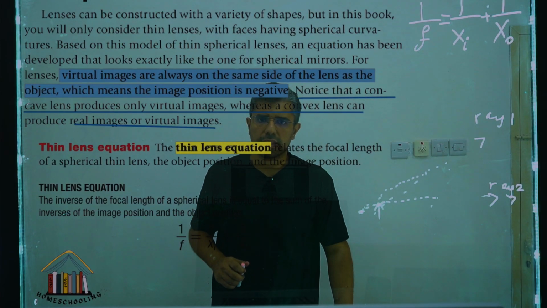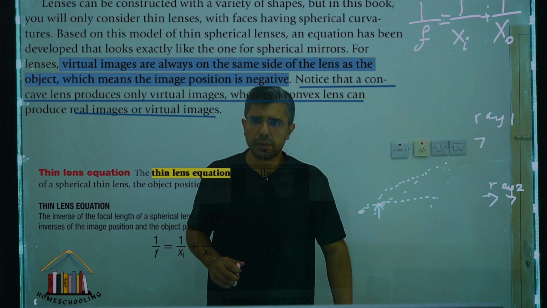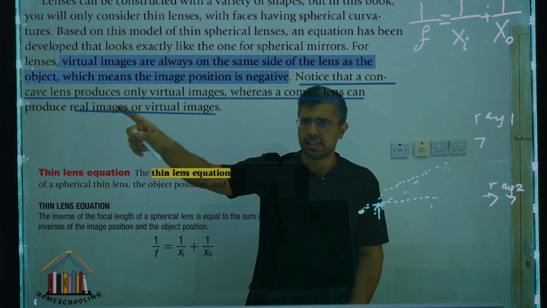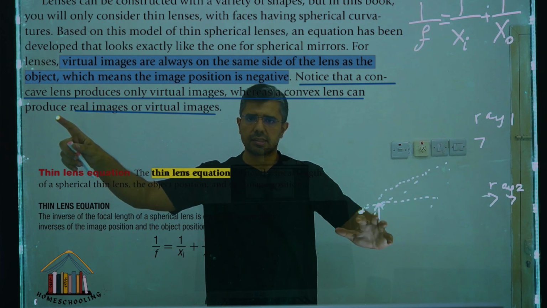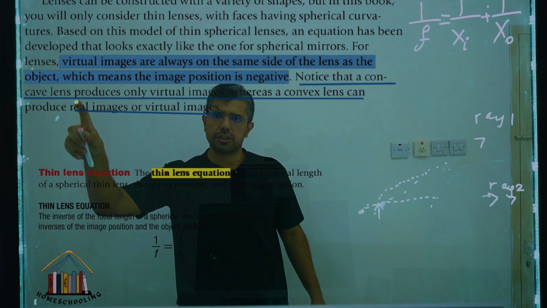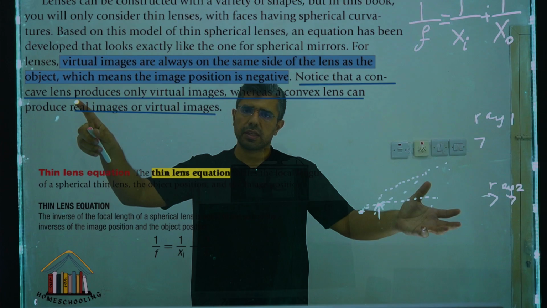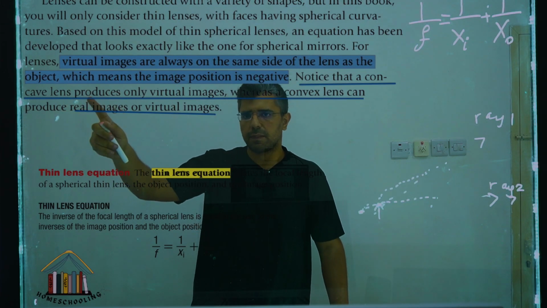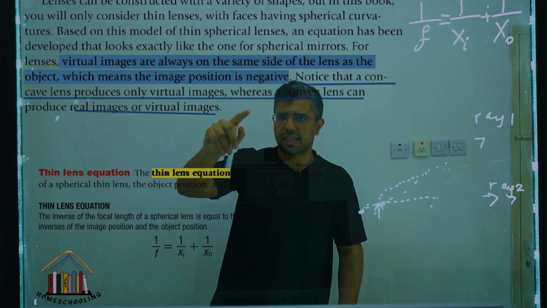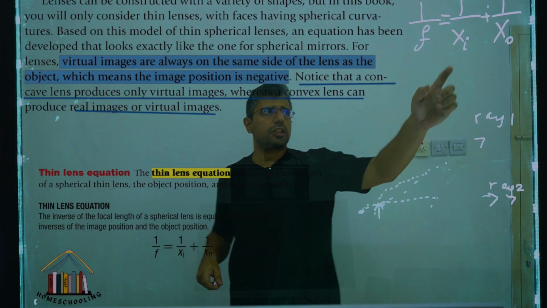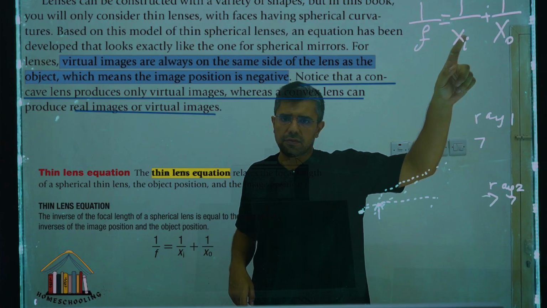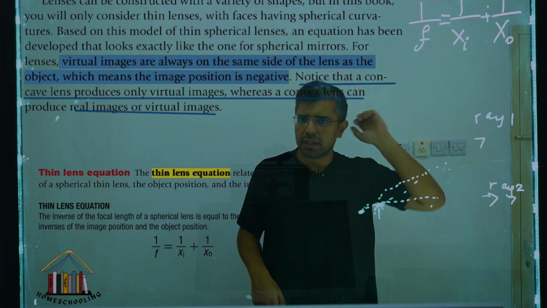One more idea here before moving on. Virtual images are always on the same side of the lens, as we discussed earlier. That's why they are virtual as well, which means the image position is negative. So the image position in the case of a virtual image, xi, is supposed to be a negative value. Keep that in mind.